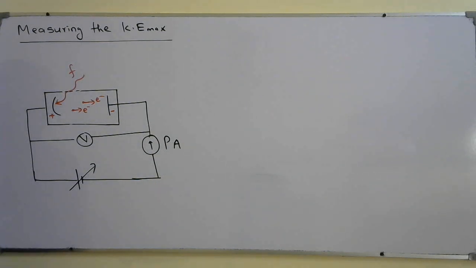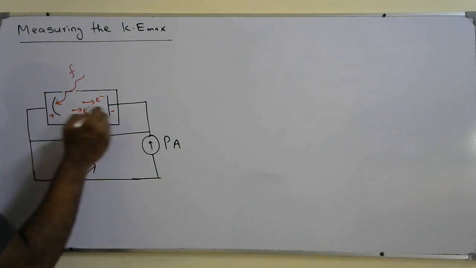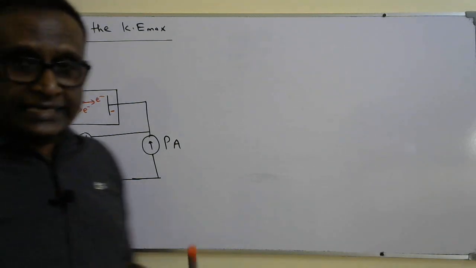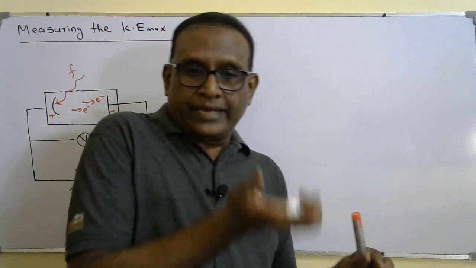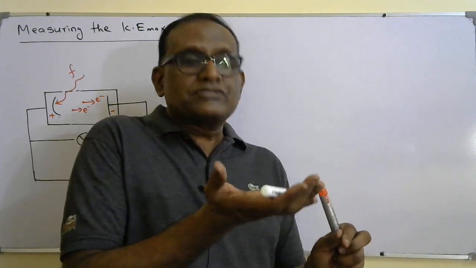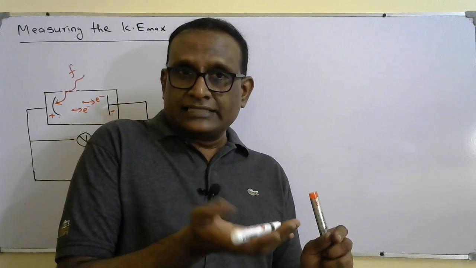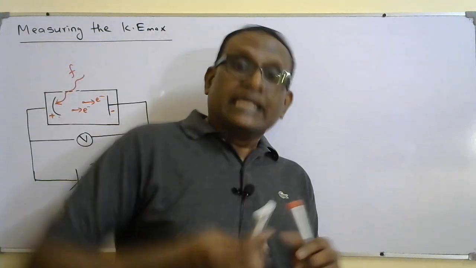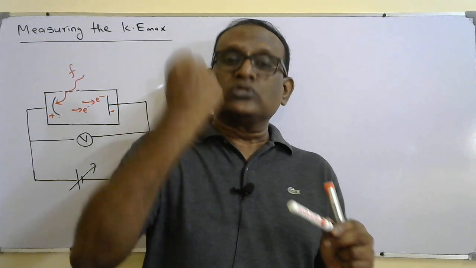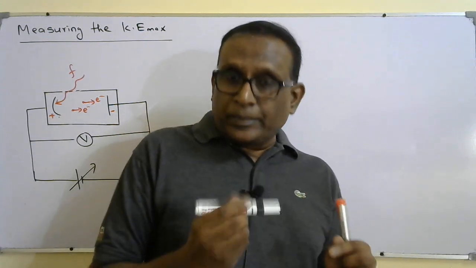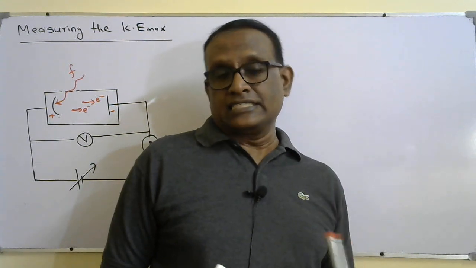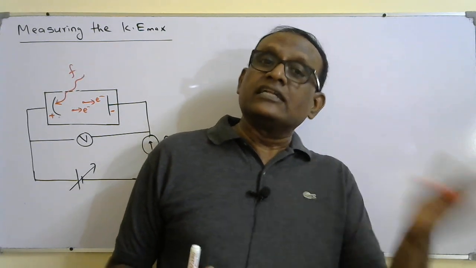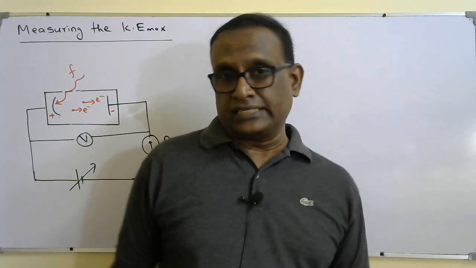So what happens? The electrons, when they are moving from emitting electrode to collecting electrode, are going to lose their kinetic energy. Something like if I throw a pen vertically upwards, when it leaves my hand, the pen has kinetic energy, but when it moves upwards, it experiences opposing force due to gravitational pull. So the pen will lose its kinetic energy. So there I can say loss in kinetic energy equals gain in gravitational potential energy.